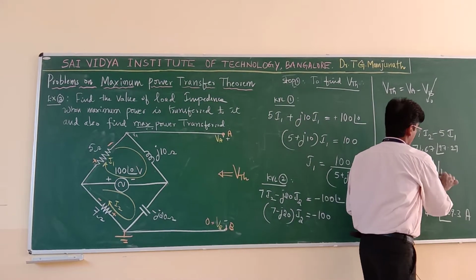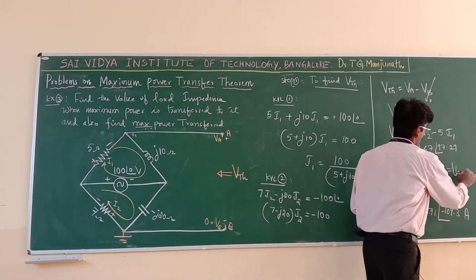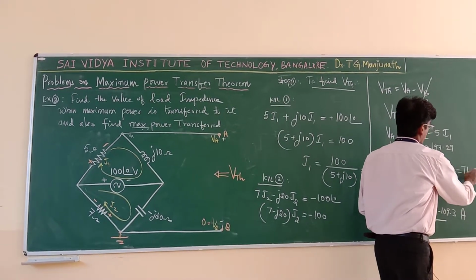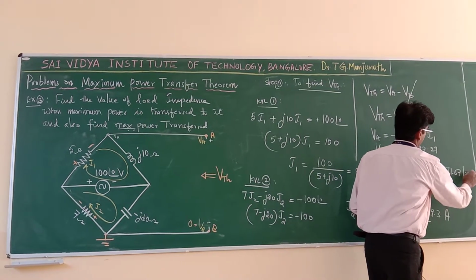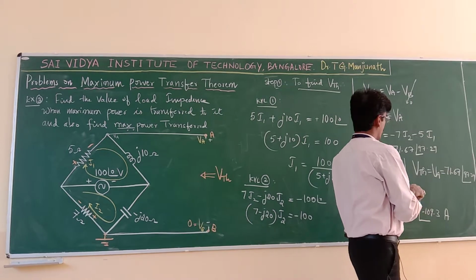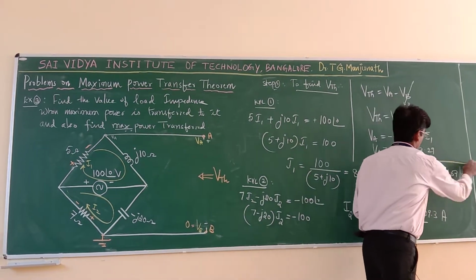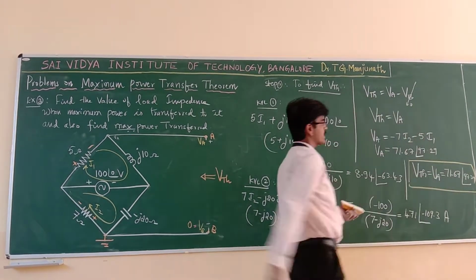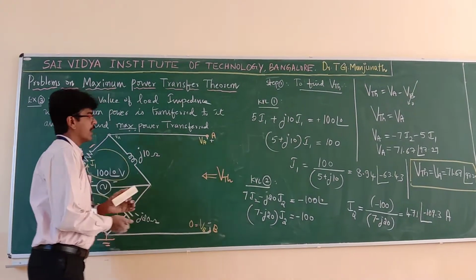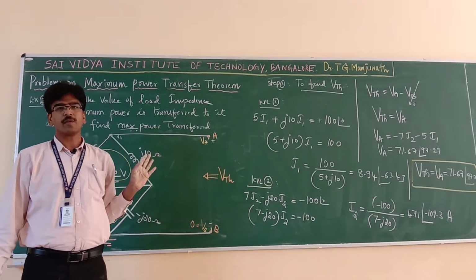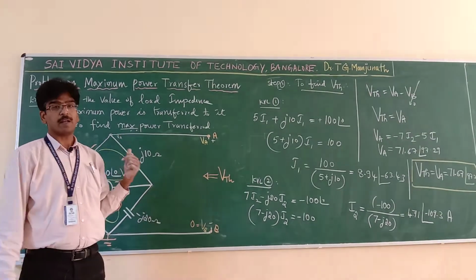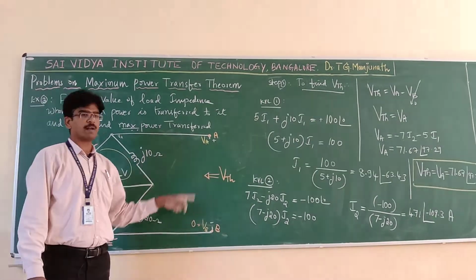Therefore, this is nothing but V Thevenin equal to VA, 71.67 at an angle 97.29. So, this is your open circuit voltage for this network. Now, after finding V Thevenin, what should I find as the second parameter? I should find Z Thevenin. How to find Z Thevenin?